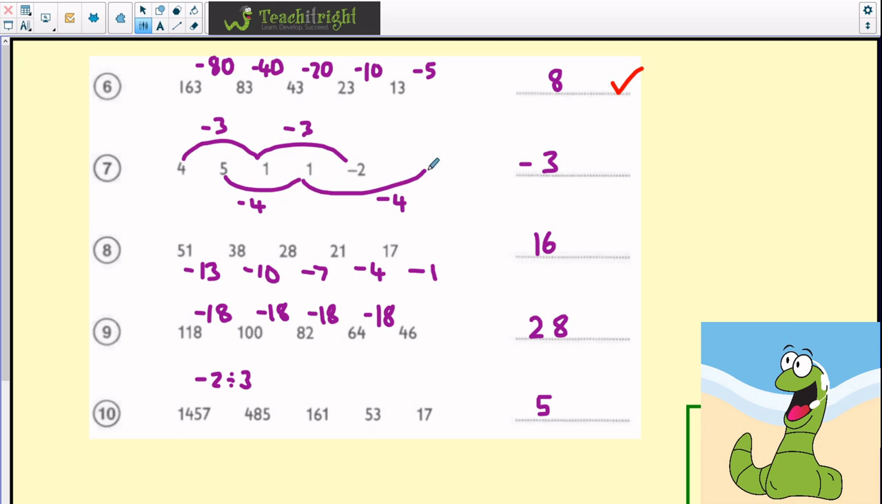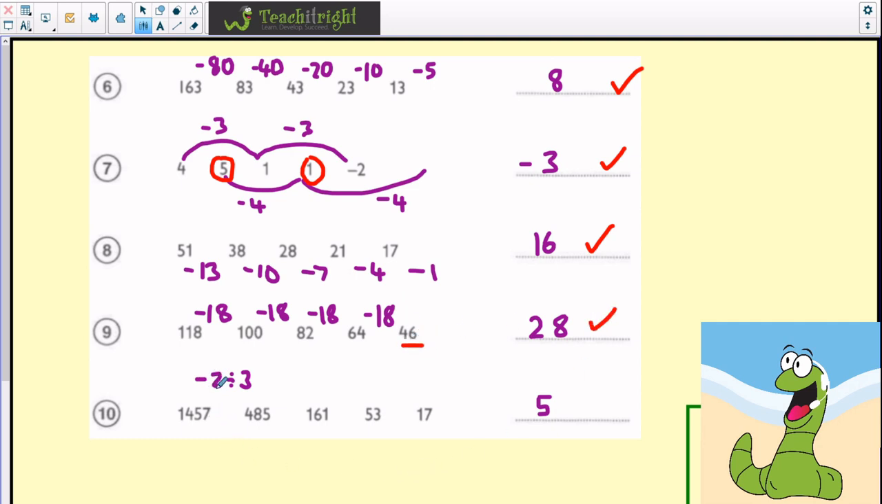An alternate sequence here. We're concerned with the 5 and the 1. And we're taking 4 away. So if we take 4 away from 1, of course we get to a negative number, which is -3. So sometimes you may have negative numbers as well. This is taking 3 more away each time. So we're going to take 1 away from 17 to give us 16. This is a consistent size on question 9, taking 18 away each time. So 18 away from 46 gives us 28.